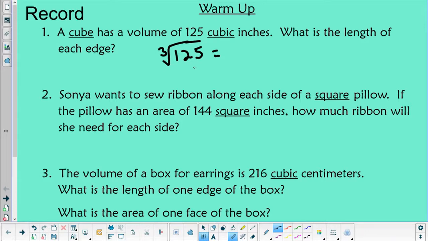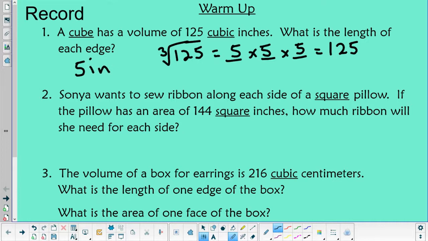So the cube root of 125 means what times what times what equals 125. So which number should go in the blank? Yeah, you're right. It is 5 times 5 times 5. 5 times 5 is 25. 25 times 5 gives us 125. So the correct answer is the length of each edge is 5 inches.